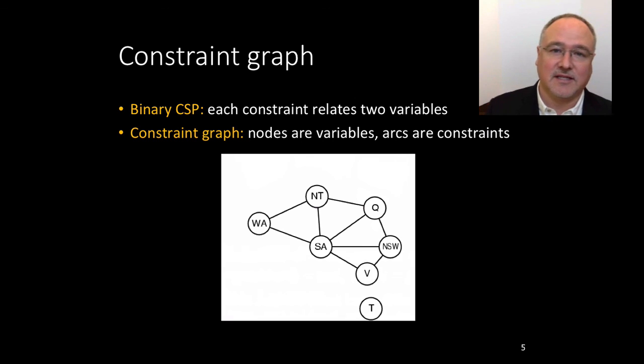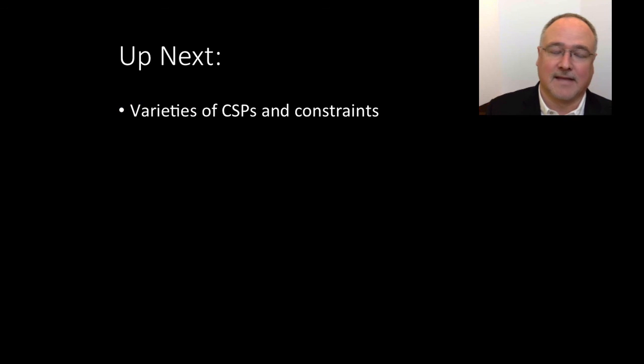So we can represent these types of constraint satisfaction problems, or we will represent these constraint satisfaction problems with a constraint graph where we have binary constraints. So we would count each edge or each arc between those nodes as a constraint. You can't have WA equal to NT. In the next section, we're going to see a few different types of constraint satisfaction problems and different constraints that we can impose on variables in a problem.